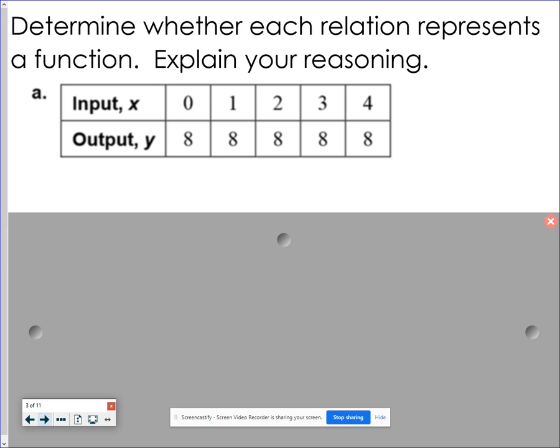But I want you to notice that none of the input numbers repeat. Each input has exactly one output. They all happen to be the same output, but that does not matter. If my x's don't repeat, this is good. This is a function, because each input has one output.